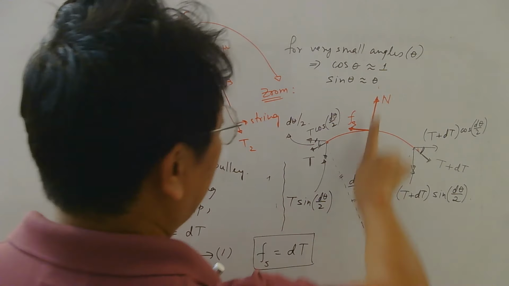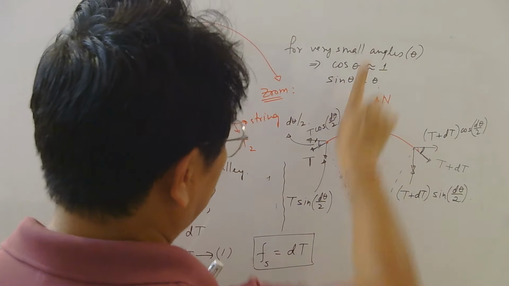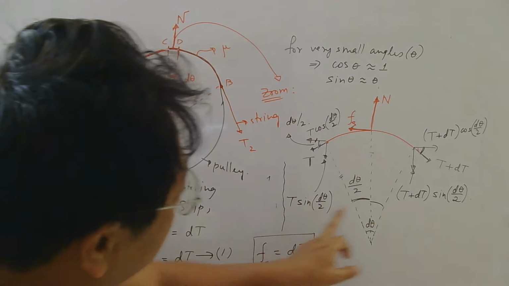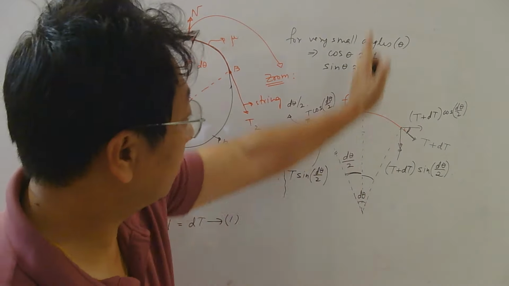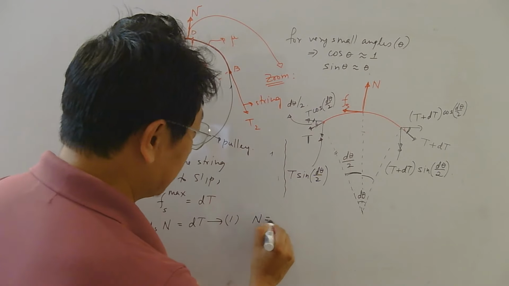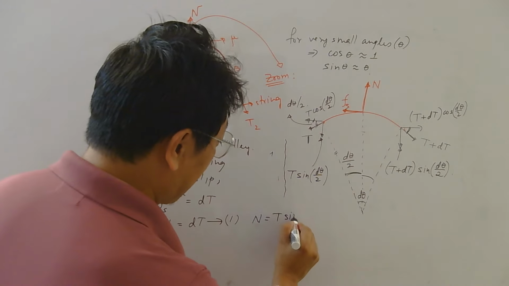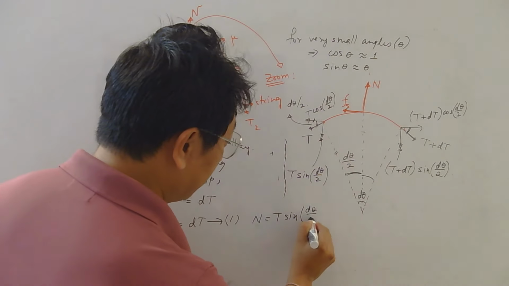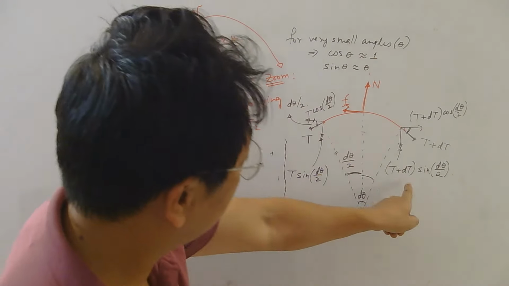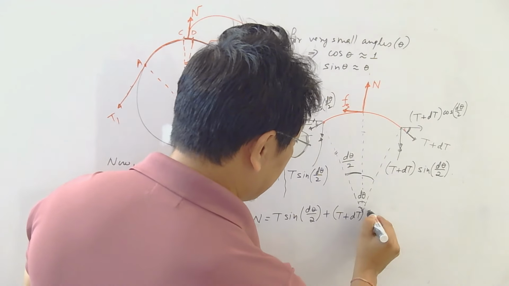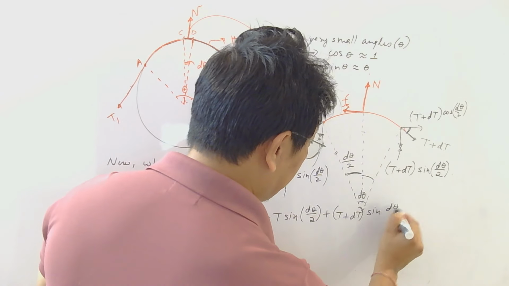Now this normal has to balance whom? That normal has to balance the downward force. Which are the downward forces? This and this, remember, right? So the normal force N has to balance the downward force. What are the downward forces? T sine d theta by 2, plus this downward force, which is T plus dT sine d theta by 2.